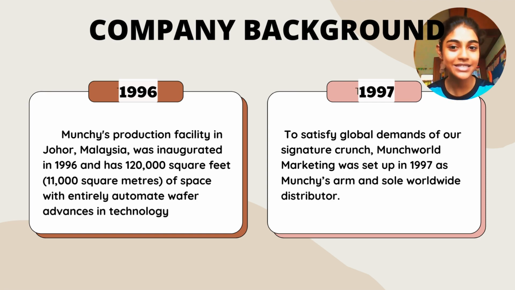Moving forward to 1996, Munchy's production facility in Johor was inaugurated. It is a 120,000 square feet space, and it was entirely automated, with advanced wafer technology implemented. And last but not least, in 1997, to satisfy the global demand for their signature crunch biscuits, a marketing arm was set up to sell worldwide and become a worldwide biscuit distributor.